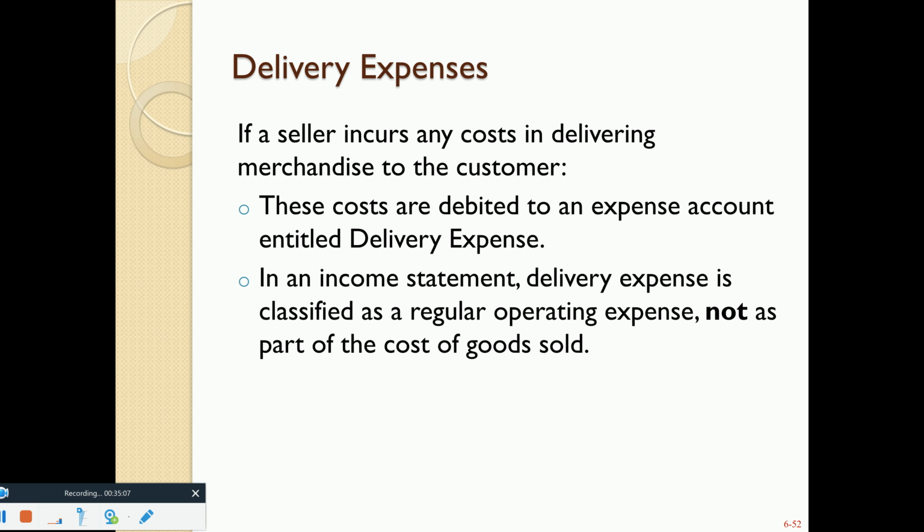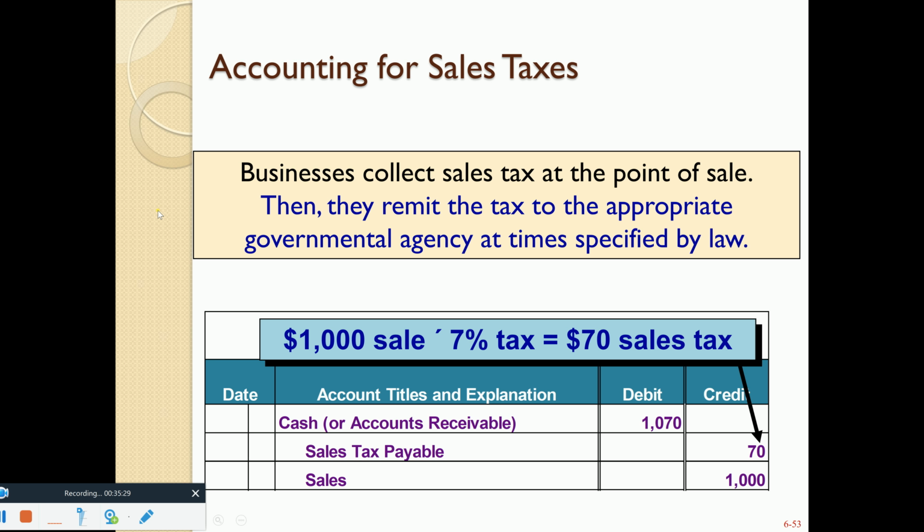Okay, now delivery expenses. Like I said, transportation costs to get the product to us from our vendor to our location, that is part of the inventory cost. But when we have transportation costs to sell it to our customer, that is a delivery expense. It is not part of the cost of goods sold. Be very mindful of that. Big difference. And one of the last items we want to talk about in this particular chapter is accounting for sales taxes.